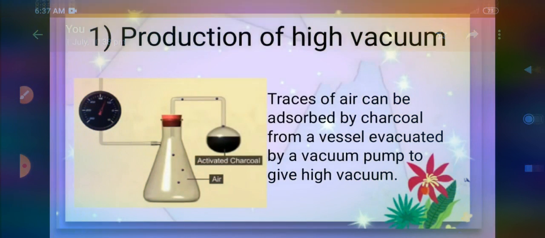The first application is production of high vacuum. A vessel can be made highly vacuum by adsorbing the traces of air present in it by charcoal. Charcoal is a very good adsorbent. So we can make a high vacuum.